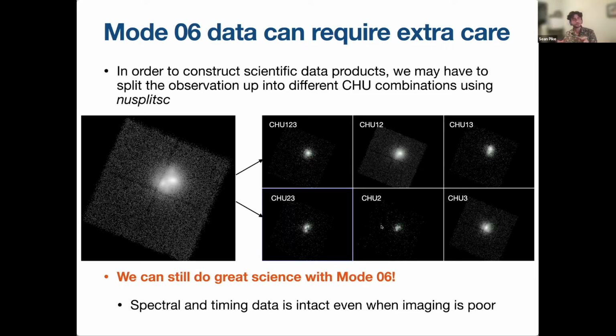And so our image reconstruction and our localization is not as good with mode 6, but spectral and timing data is still intact, even though the imaging is poor. And so we can still do really great science with mode 6, which I want to talk about now.